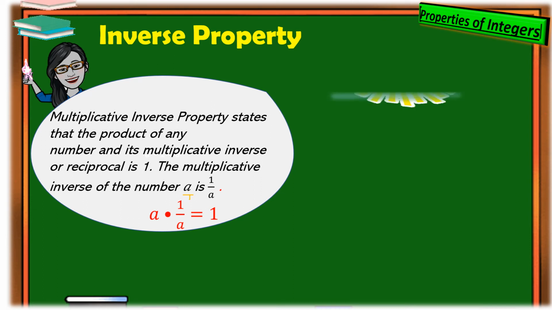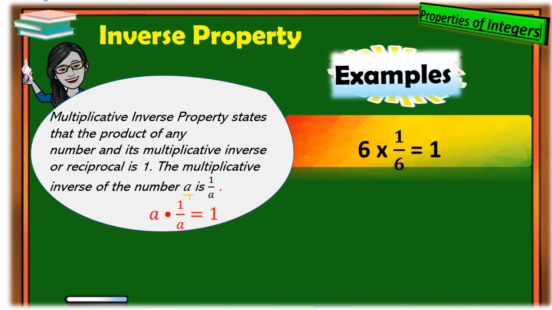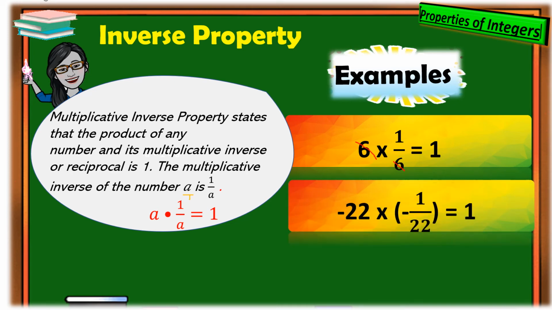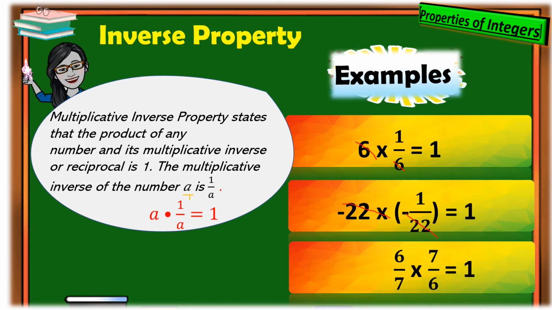Let's see the examples. So, ito. 6 times 1 over 6 is equal to 1. Tama? Kasi kakancel niya yan. So, 6 times 1 divided by 6 ang magiging kalalabasan yan. 6 divided by 6 is 1. Next, how about this? Negative 22 times the negative 1 over 22. Ayan, cancel. So, ang matitira ay 1.